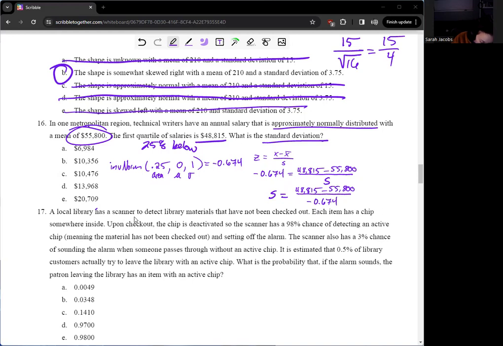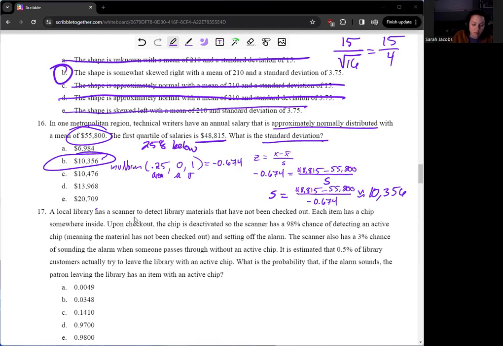When we pop that in, 48,815 minus 55,800, and we divide that by that z-score we got, we get about 10,000 bucks. About 10,356. Okay, there we go.